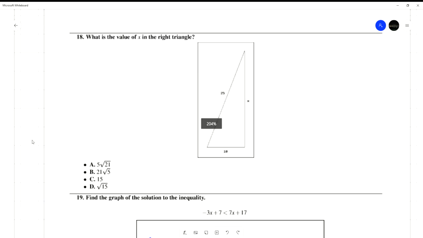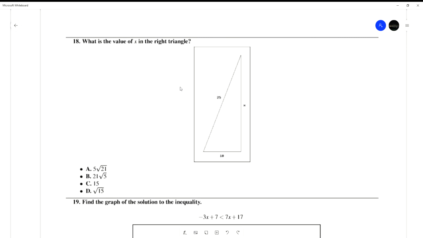Okay, first problem here is what is the value of x in the right triangle? So these numbers are a little blurry, but the hypotenuse is 25. Let me rewrite that for you here. This is 25. This is x, and this, I believe, says 10.